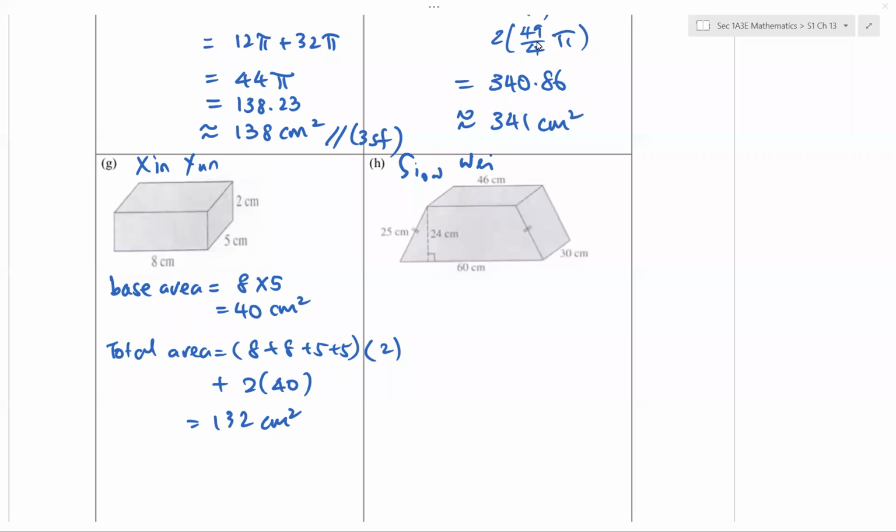When we deal with volume and area at the same time, we are going to require base area anyway.